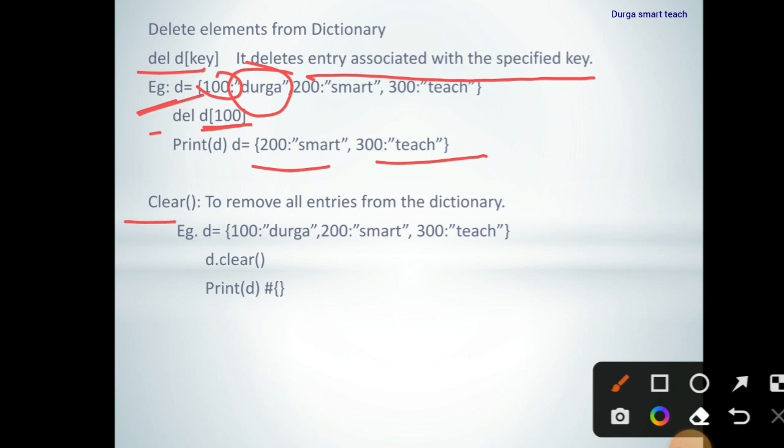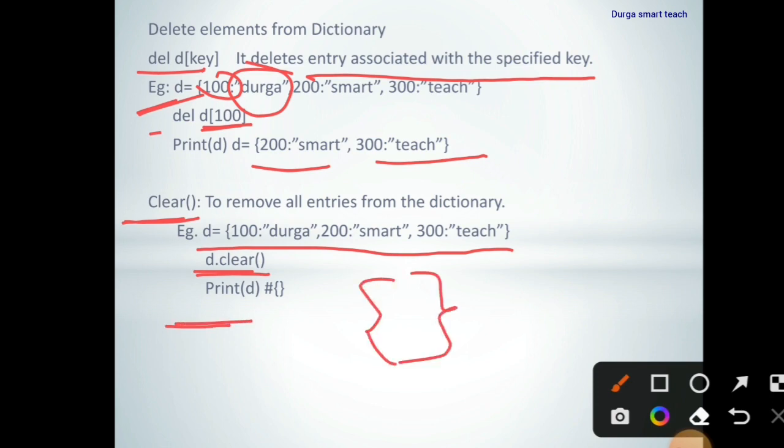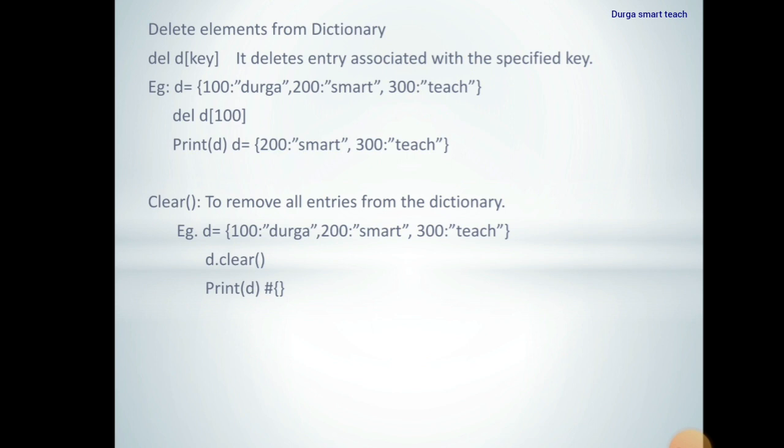Next one, the clear function. The clear function is used to remove all the elements from the dictionary. Here the dictionary contains these values 100, 200, 300, and if you want to clear the dictionary, d dot clear. d is the dictionary name and clear is a function. It will clear all the elements. If you print d, it will display empty curly braces, meaning an empty dictionary.